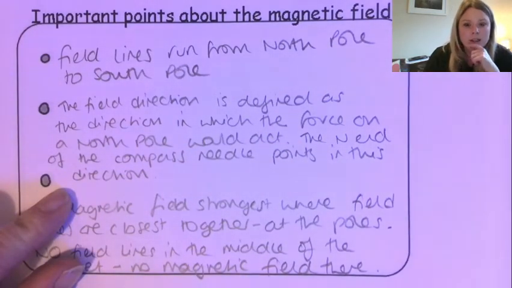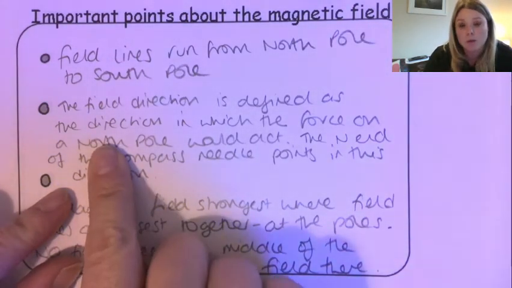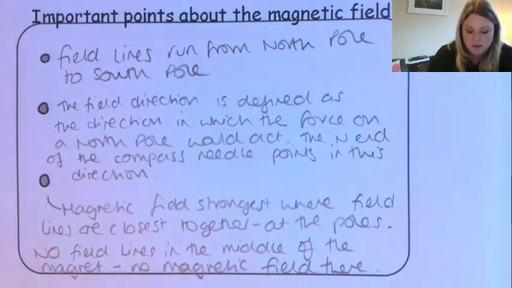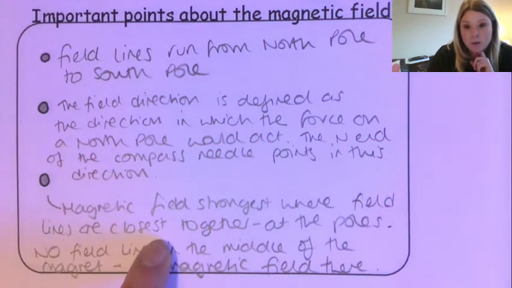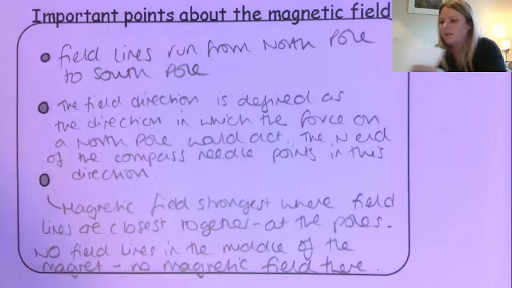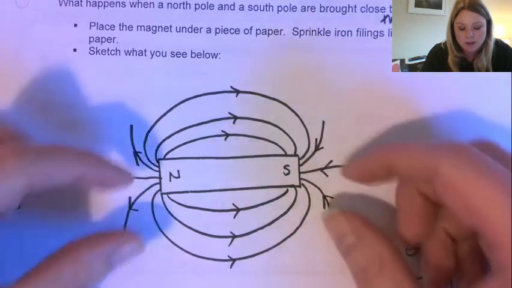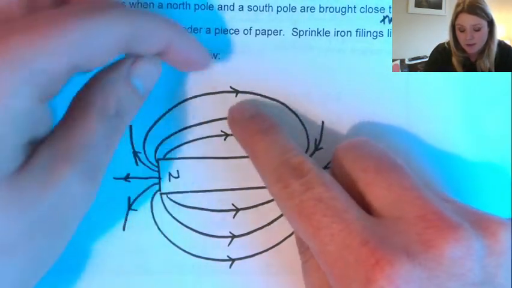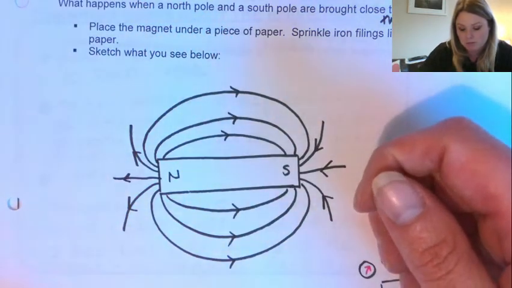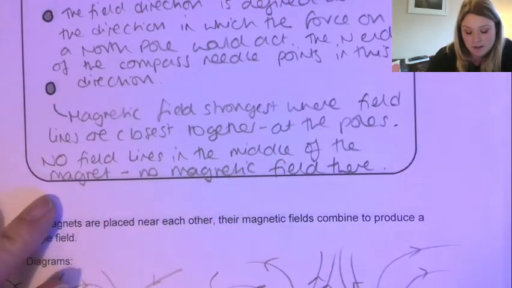So do you know the way it was going from north to south? That's why it's pointing that way, because it's the way a north pole would act, and north is attracted to south. Third wee point, the magnetic field is strongest where the field lines are closest together. So if I go back to that wee diagram, at the poles you'll see that that's where the field lines are the closest together. And then I tried to draw it here so that here they were getting a bit further apart. There's no field lines in the middle of the magnet. There's no magnetic field there.